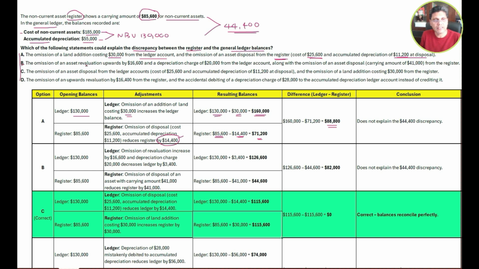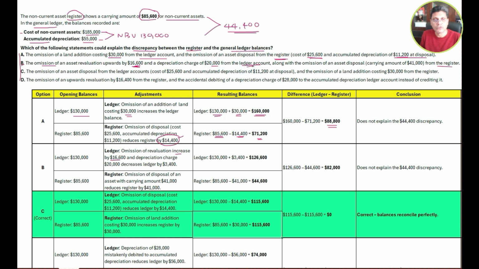The omission of an asset revaluation upward by 16,000 and a depreciation charge of 20,000 from the ledger account, along with the omission of an asset disposal, carrying amount 41,000, from the register. Now let's look at the ledger account. What has happened? Omission of an asset revaluation upward 16,600. So this was omitted from the ledger, the upward revaluation. So therefore it is understated. So what you need to do is add back this 16,600. Omission of the revaluation will increase the ledger balance by 16,600.